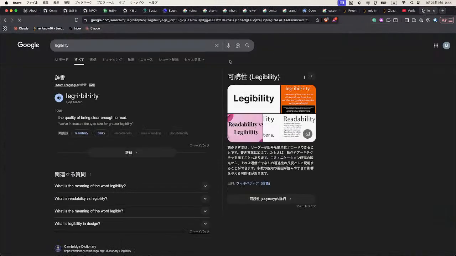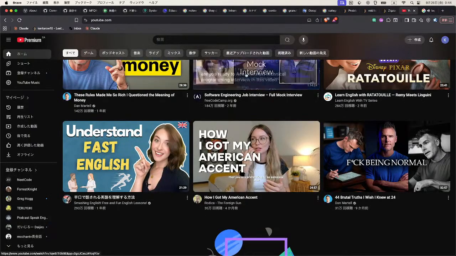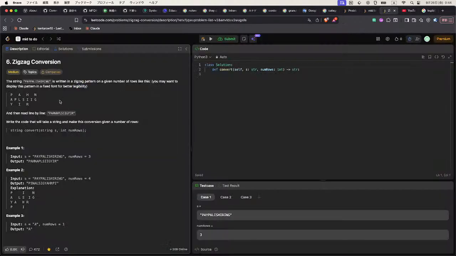Legibility: the quality of being clear enough to read. Visibility. Okay. And then read line by line: PAHNAPLSIIGYIR. Write the code that will take a string and make this conversion given a number of rows.